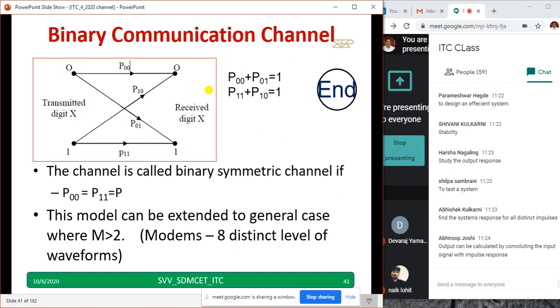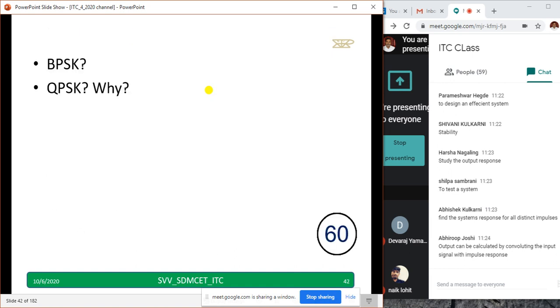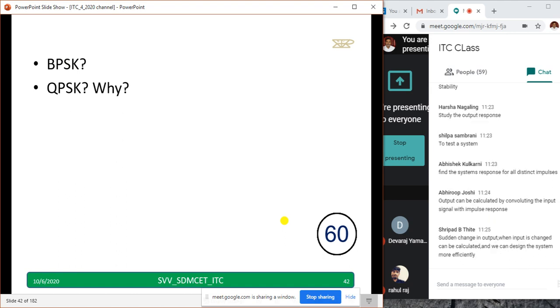I'll take another 2 minutes, we'll wind up because we will be having another class. Let me see who will tell: BPSK, QPSK, which one and why. You may be having a Python class. Take 2 minutes and answer this. Sudden change in output when input is changed can be calculated and we can design the system more efficiently. Sripath has told. Very good. Anybody want to tell something about the BPSK, QPSK difference? And this is the concluding slide for today's class because we have one more class, Python. Anybody want to tell anything about this? You are welcome.